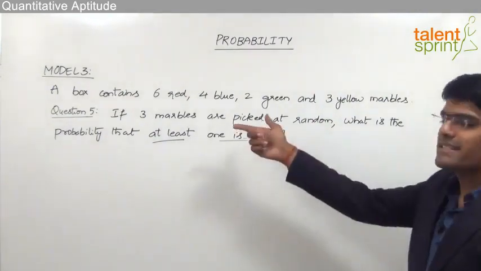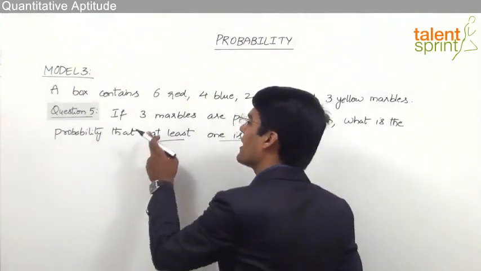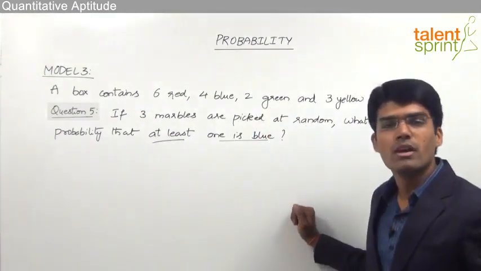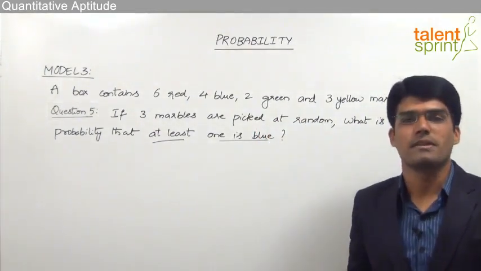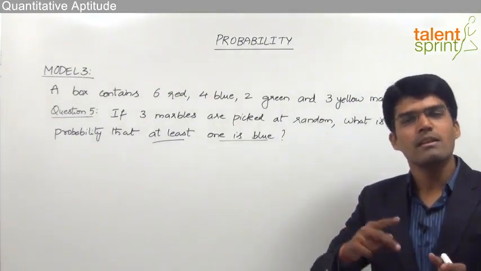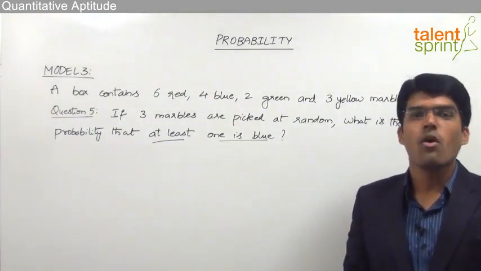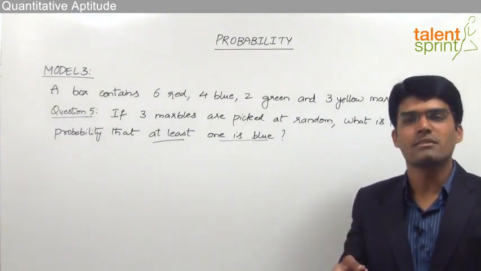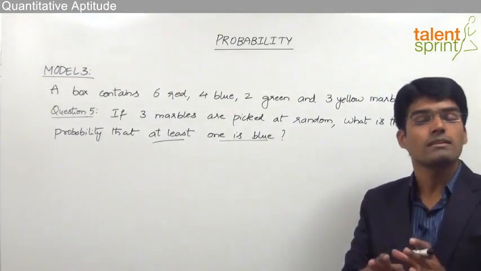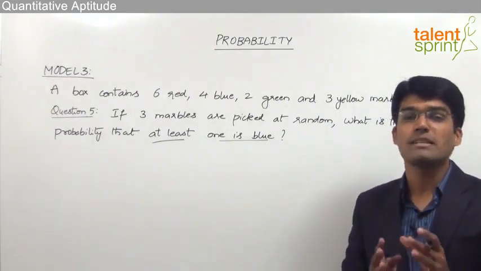Now here we know that we are selecting 3 marbles. Out of 3 marbles, at least 1 has to be blue. So we can have various cases possible. That is 1 blue marble and 2 marbles of other colors, or 2 blue marbles and the 3rd marble of some other color, or all the 3 marbles can be blue. So we have total 3 cases here.